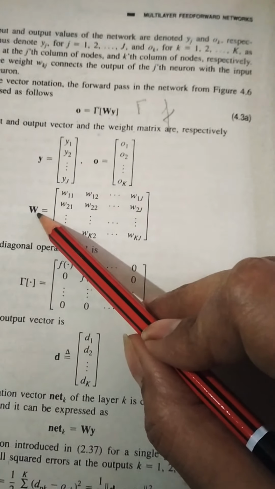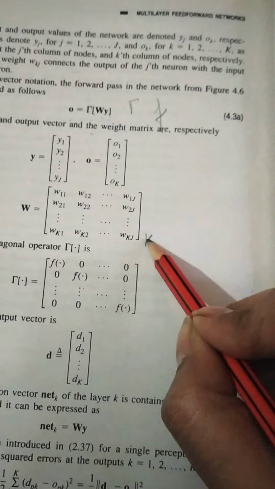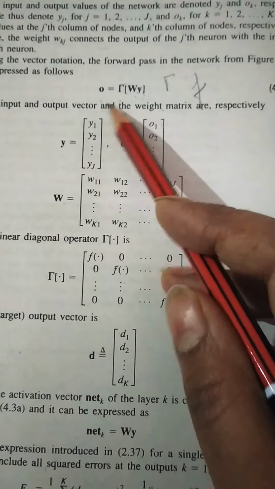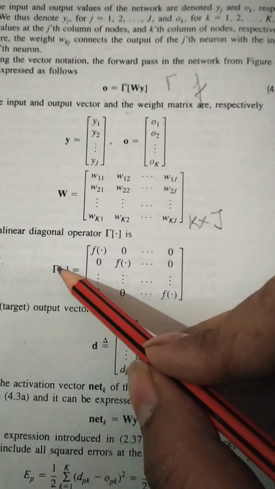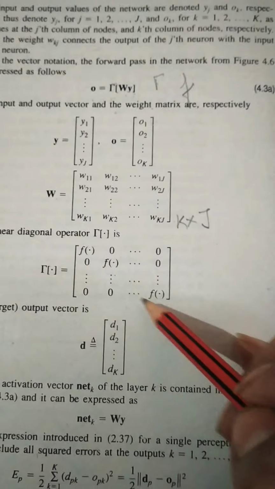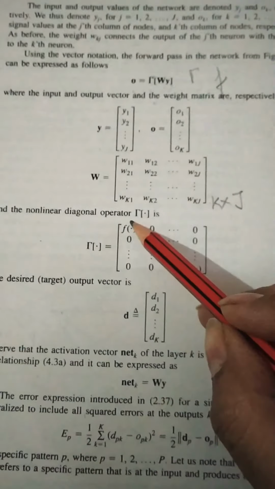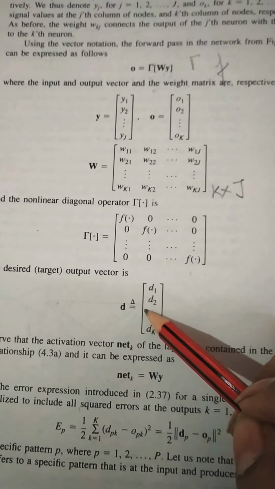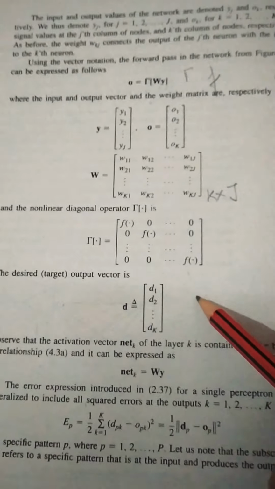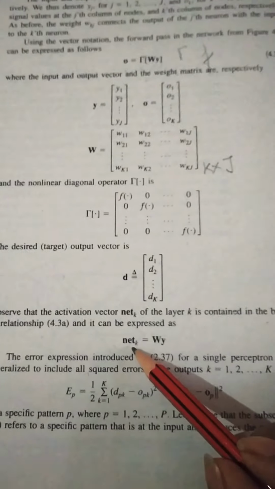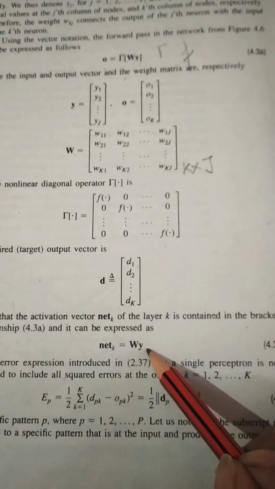Now what about the weight? Weight is the set of K cross J. Now what is an activation function? It is a non-linear diagonal operator that is activated on the net value, and it is given by F in the diagonal operator. So it is a diagonal matrix. The desired target output is D equal to D1 to Dk. So it is a supervised type of learning. We are having a desired output. Now in this case, net K is equal to Wy.